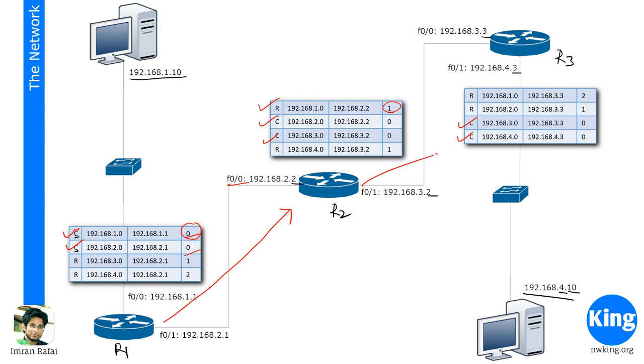Similarly, when this device sends that same 192.168.1.0 to router 3, it puts the same network 192.168.1.0 as accessible through 3.3, or the F0/0 interface, with a hop count of 2, right? That's how routing updates work.